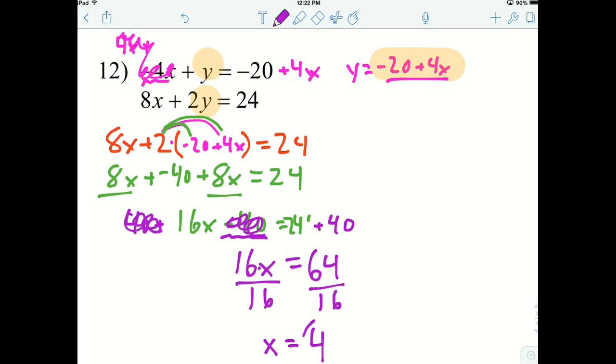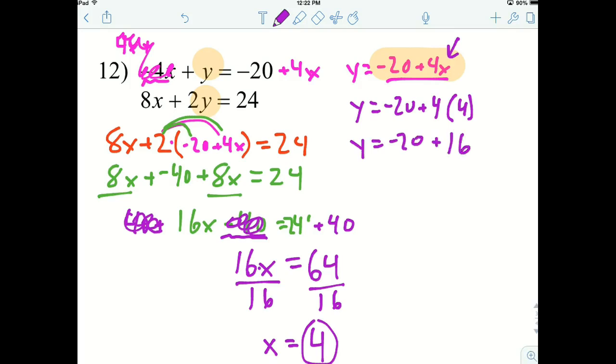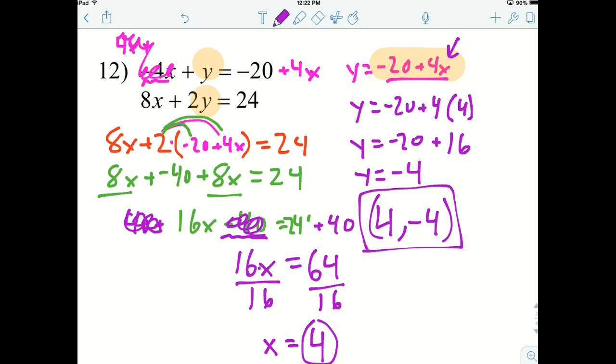I'm going to take that part of my solution and use that to solve for y. So that's going to go in for this x. Since I know x is 4, I'm going to plug it in right here. I have y is equal to negative 20 plus 4, whatever x is, and we know that is 4. Y is equal to negative 20 plus 4 times 4, which is 16. Y is equal to negative 4. So now we have our solution. X is 4, y is negative 4. So this is our solution. We just need to run our check as our last step.